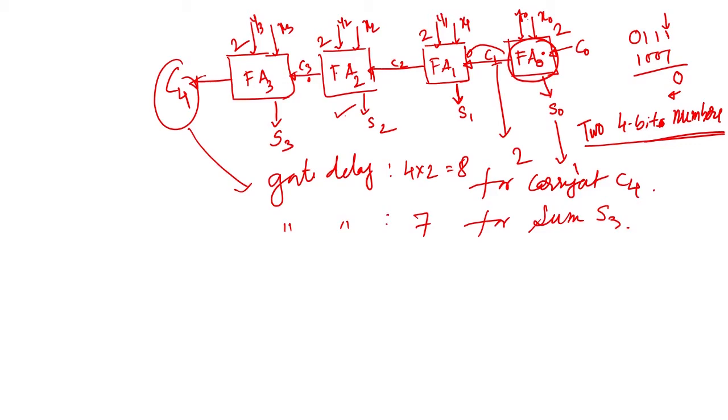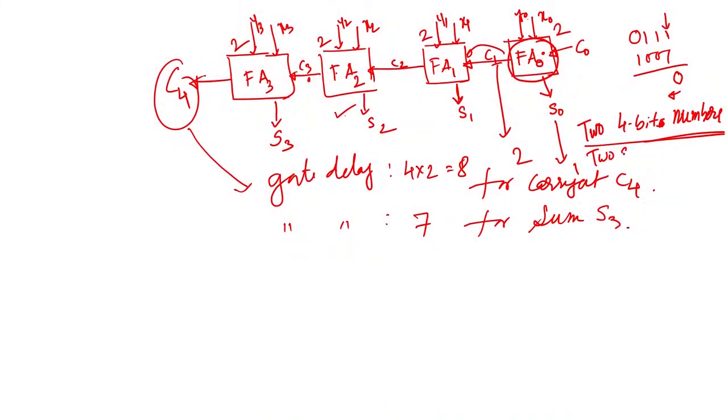Now, what will be the gate delay for a 32 bit number? It was twice n. N is 32, so it will be 64. If it is 64, this will be 63 or less. Now, this is only for addition. Next, we will find the adder subtractor circuit.